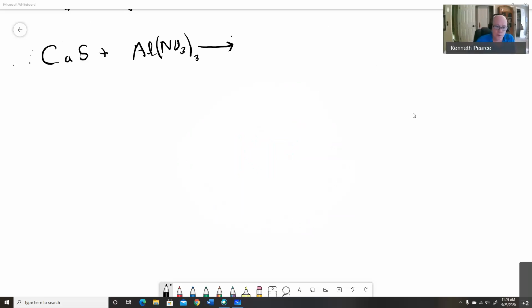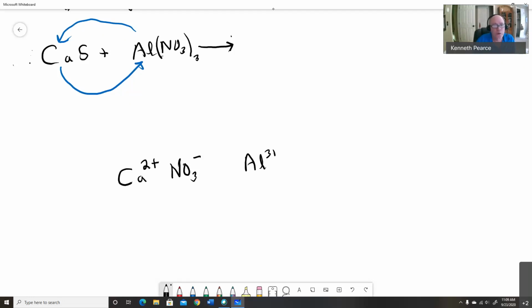So when we're doing this, we have to swap the metals. Or you can actually swap the anions. It doesn't really matter which one you swap, but you're going to swap. We have to be very careful, and we're not going to put it up in the equation just yet. We're going to say calcium, which is a 2 plus, is going to swap in for the aluminum, and we're going to have the nitrate, and the aluminum, which is a 3 plus, is going to swap in with the sulfur, which is a 2 minus.